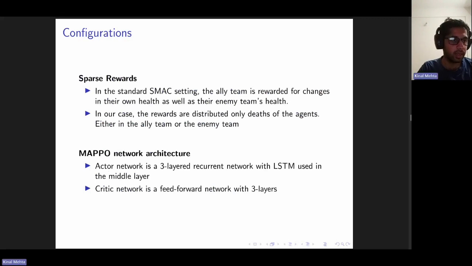And here, a standard MAPPO based algorithm is used for benchmarking the environments, and we use a standard actor critic. So it is a PPO based actor critic architecture, where the actor network is a 3-layered recurrent network, where the middle layer is an LSTM, and then there's a critic network, which is a feed forward network with 3 layers. So that summarizes the basic environment setup of the experiments.